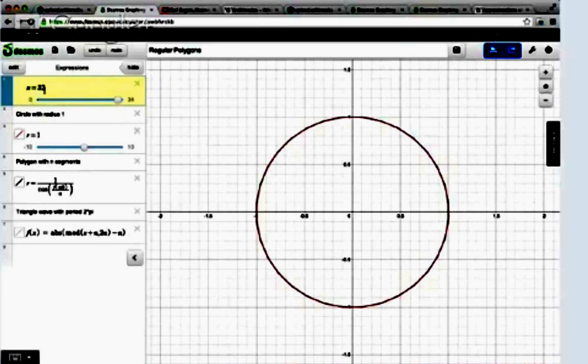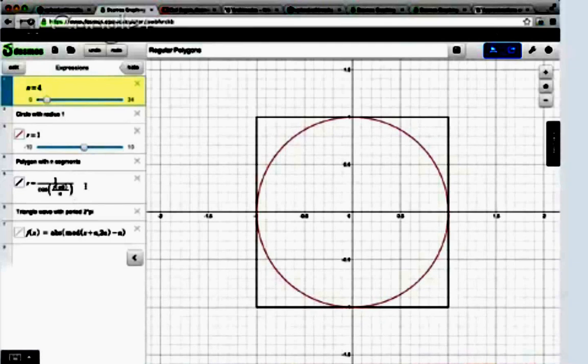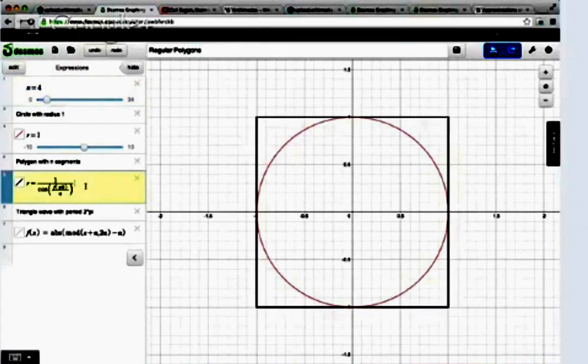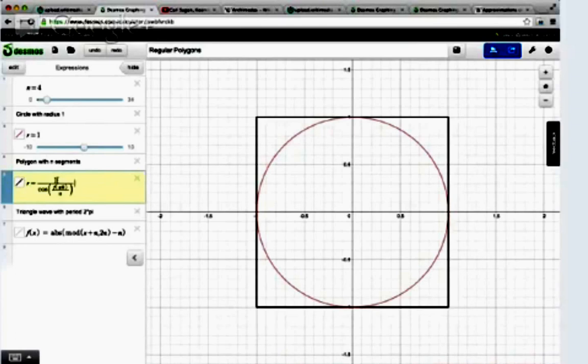The equation that I have here for a polygon, I don't want to go into too much today, but it's fairly simple. It's the general way you draw a line in polar coordinates, 1 divided by cos of something, and that something is down here. I'm going to skip that for the moment.